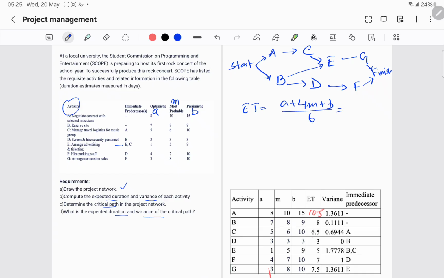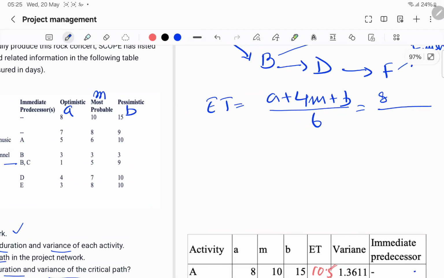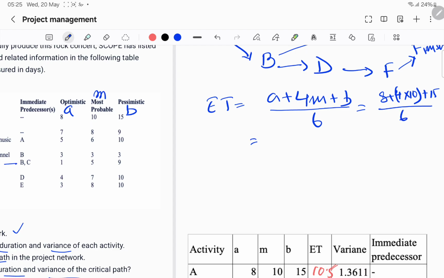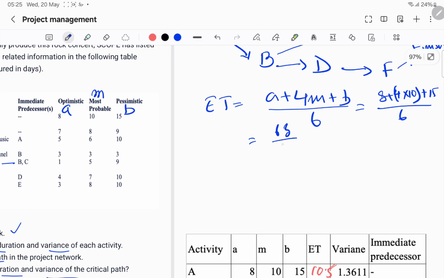So if we calculate this for our activity A, that would be 8 plus 4 times 10 plus 15, which is divided by 6, which is 40 plus 8 plus 15 is 63. 63 divided by 6 is 10.5. See here, I wrote it by hand.